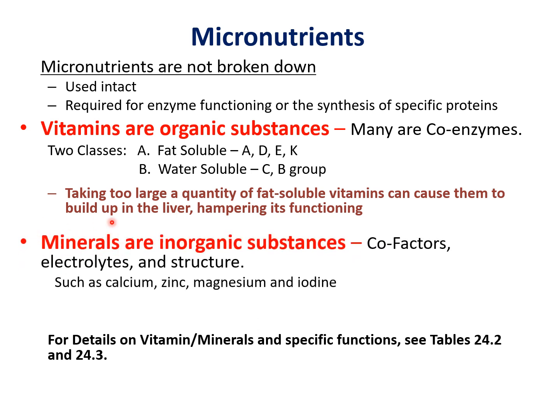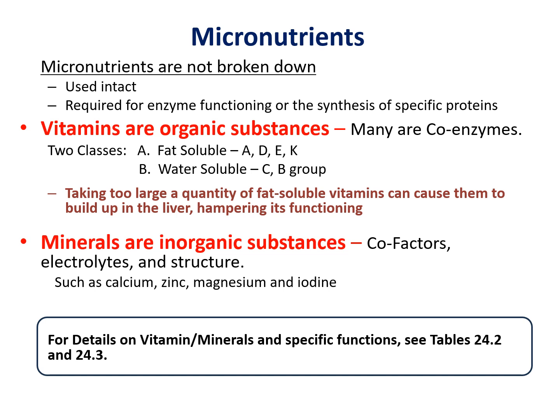Minerals, on the other hand, are inorganic. That means they don't have carbon in them. And a lot of these are metal ions: calcium, zinc, magnesium, iodine. They serve as cofactors for enzymes, but they also are important for the osmolarity of the blood and the fluids, sometimes for other purposes. Iodine is particularly important in molecules called thyroid hormones. In any case, take a look at tables 24.2 and 24.3 for further details. Take a look at those. These things are super important for nutrition, but we have to have the right kind of nutrition. More is not better. More is not better.